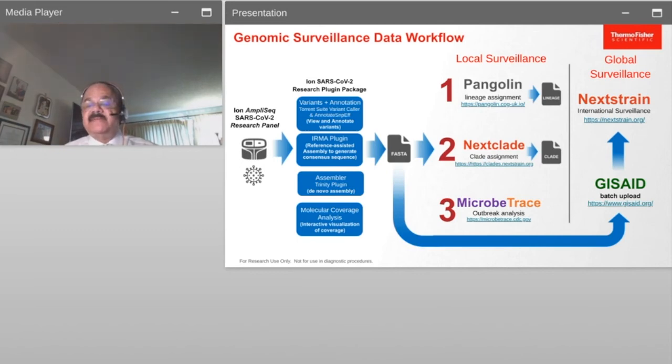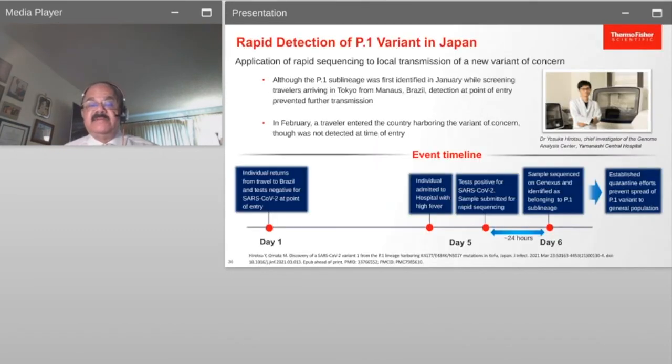So an example of this in Japan. There is a traveler who came in from Brazil. On day 1, he was tested at the airport. He came up negative. A few days later, he was hospitalized and tested positive for SARS-CoV-2. Within 24 hours, they were able to sequence the individual and identify the variant as a P1 variant, which was new to Japan. So that helped them implement more stringent controls to prevent additional transmission of this variant to other individuals, like quarantining this particular individual.